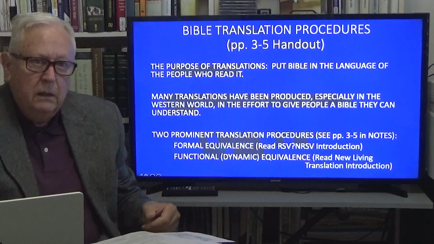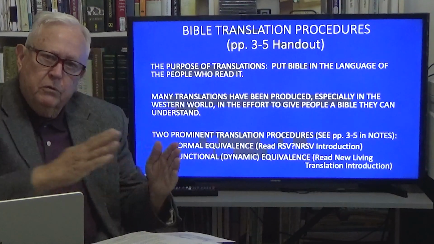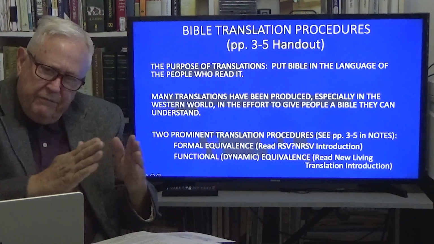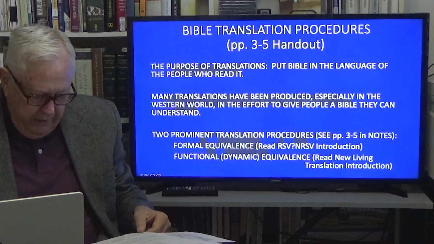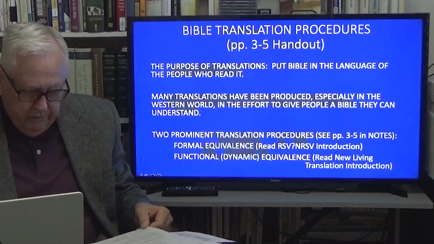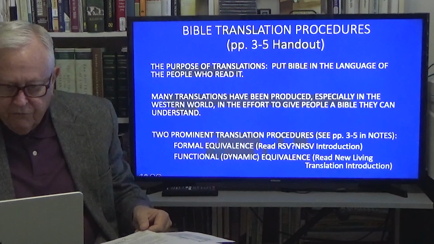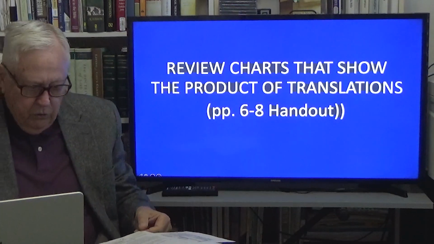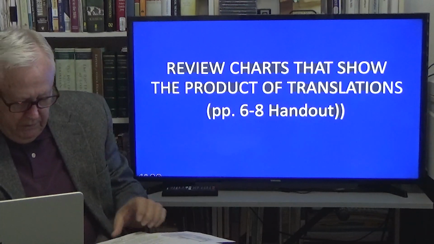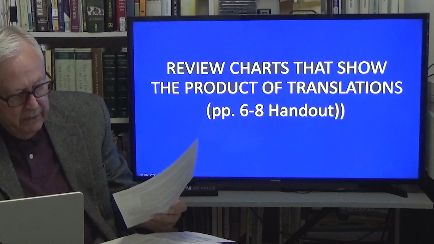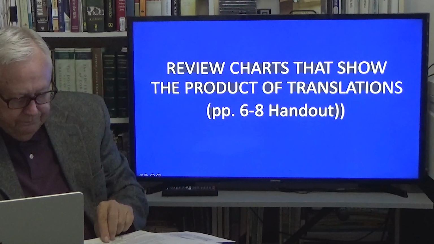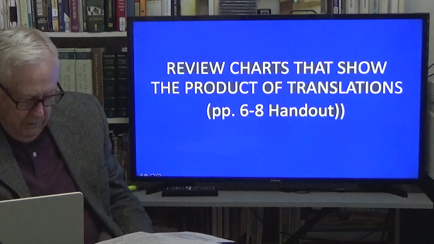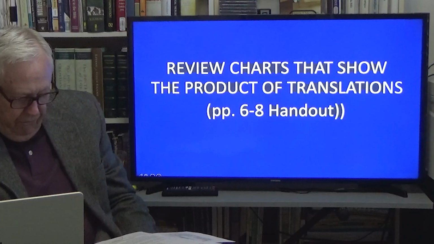You compare from the most formal to the most functional. You got to have that continuum. And I'll show you that in the charts here in a moment. If you look at the bottom of page 4, we'll start doing a little bit of looking here at the chart in a moment. The bottom of page 4, formal equivalent.